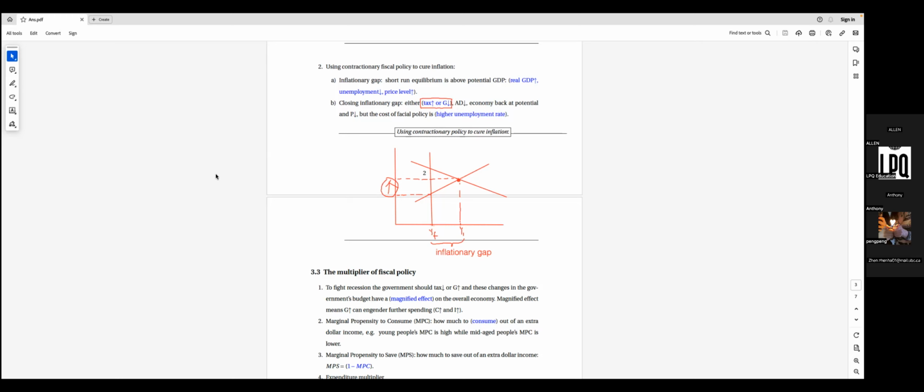So graphically, we can shift AD to the left. If you shift AD to the left, the high inflation rate has been lowered here.